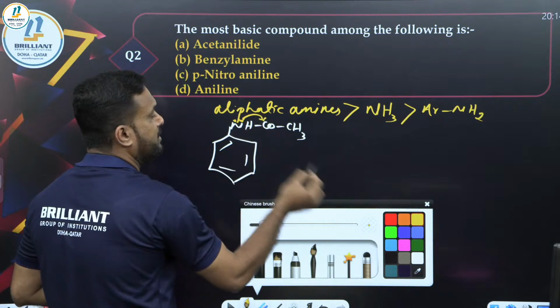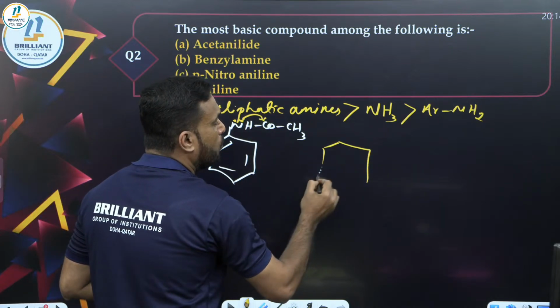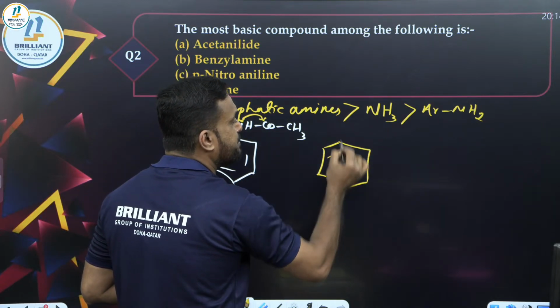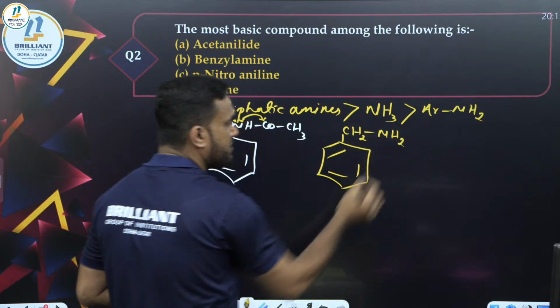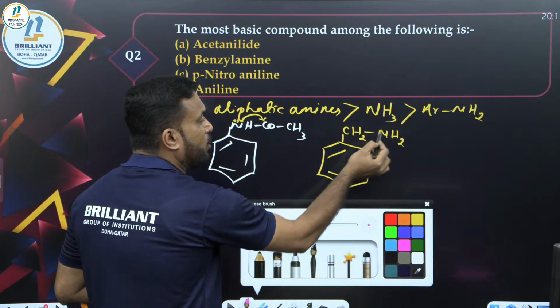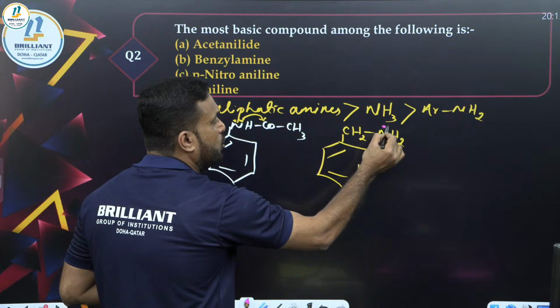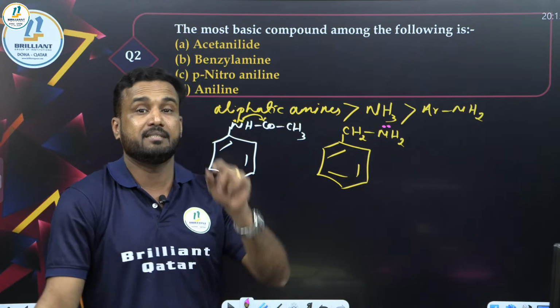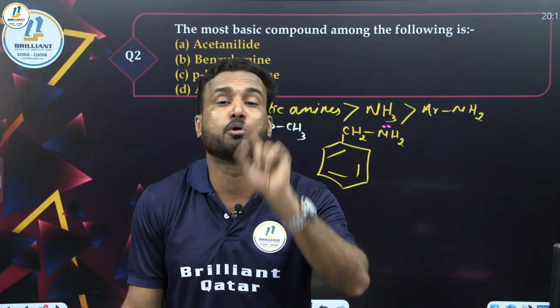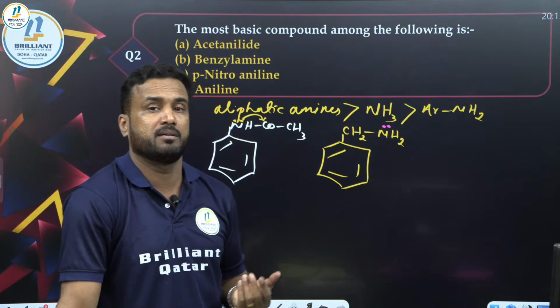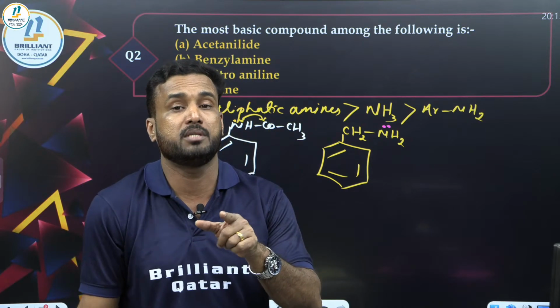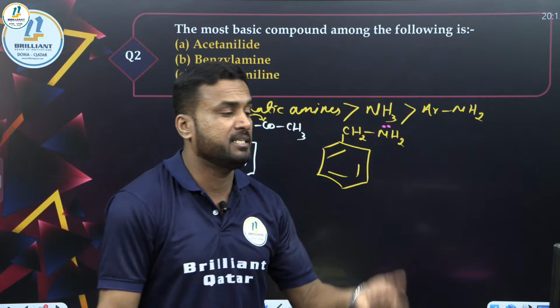What is the aliphatic amine? That is benzylamine. What is benzylamine? Benzylamine is a benzene ring having CH2NH2. Here the NH2 group is not directly attached to the benzene ring, so the lone pair on nitrogen is easily available for protonation. Amines are basic due to the presence of the lone pair on nitrogen, and it undergoes protonation.